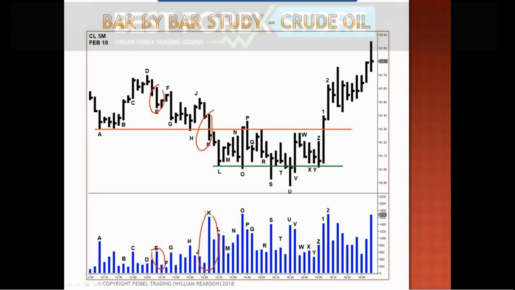But you must consider, what is bar K? You know, what is this bar in question accomplishing? At K, we break support and we hold under. It is very high volume, but we do close under support. We hold under all this price action. Bar E, what does bar E really do? It breaks this local level of support, but we can't gauge a great deal of data.